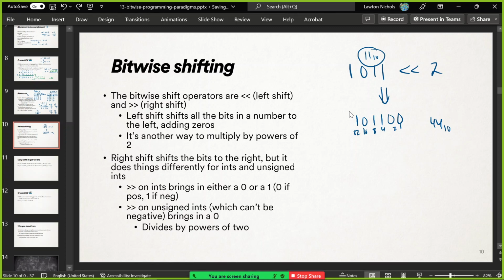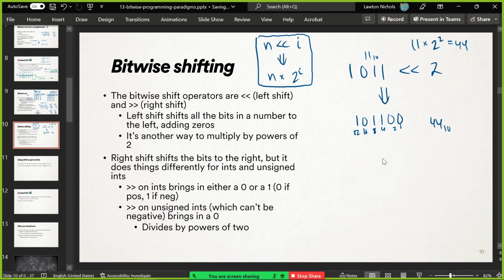That is the trick. So we just essentially did 11 times 2 squared. That's where that's coming from: 2 squared because we shifted by 2. That gives me 44. So if you have a number and you left shift it by some amount n, that gives you back the number times 2 to the n. That's something that you can remember. First cool thing.